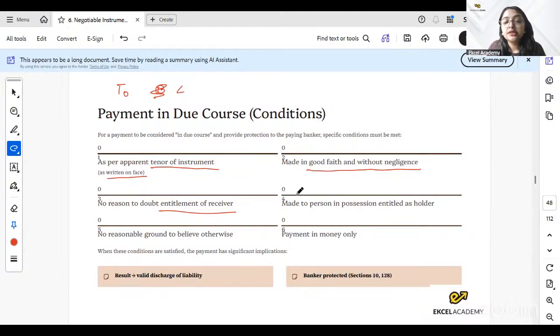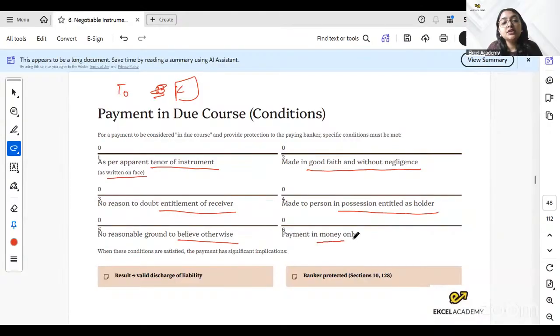Okay, made to the person in possession entitled as the holder. So it could be either your payee or your endorsee. No reasonable ground to believe otherwise, right? Now let's say for example, this is a reasonable ground to believe that maybe C is not the receiver. Okay, the sign is not matching. It is a reasonable ground to believe that the drawer has actually not signed.